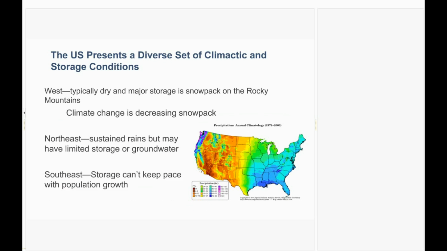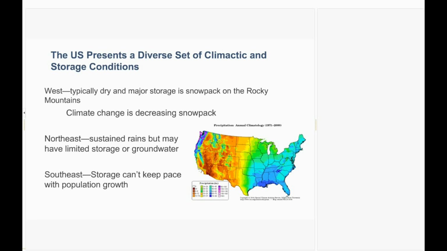And a lot of it is based on climate, and there are different sets of climatic conditions for the US across the country and different storage conditions. In the West, it's about drought and it's about water availability. It's a typically dry environment. The West, including coastal California, Arizona, New Mexico, Nevada, they are desert or desert-like areas with very low snowfall. And we rely here on snowpack on the Rocky Mountains for water supply and snowpack on other mountain areas. With climate change, that snowpack is often decreasing, and so that puts a significant pressure on water supplies.